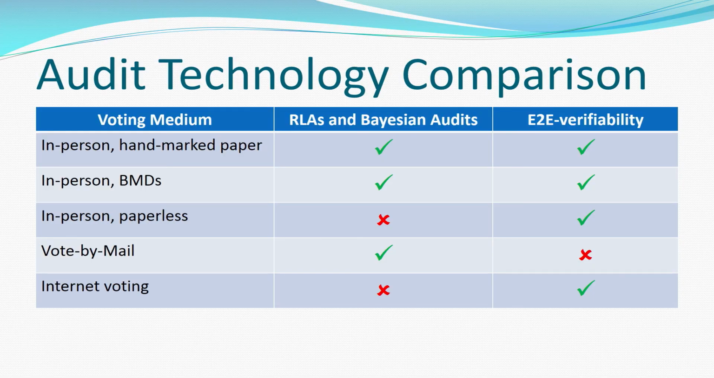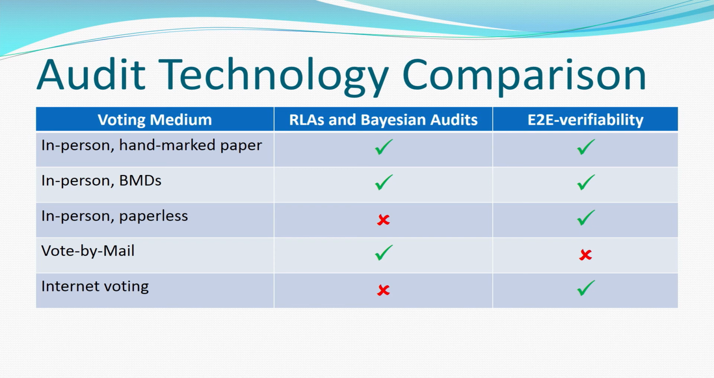My ideal audits are in person, either hand-marked or BMDs. With both of them, you can do risk-limiting audits and end-to-end verifiability on the same election. Everything's there. You get this great complementary effect. You have the nice property that you don't need paper to do end-to-end verifiability. So you can use this for in-person paperless. You can use it for internet voting, even though I don't want to use that for public elections.